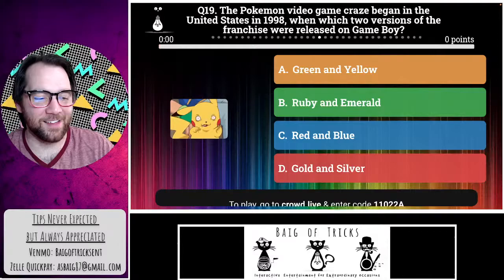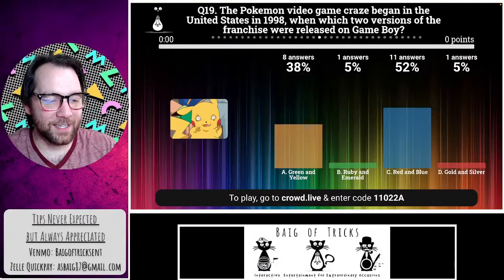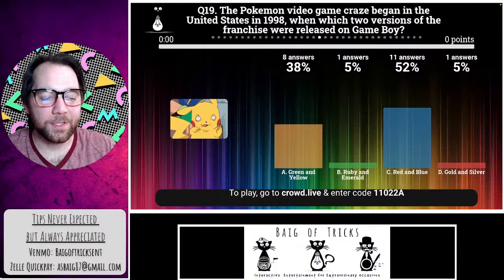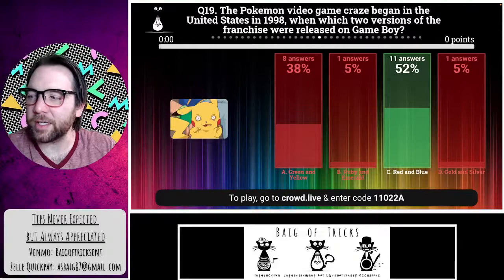All right, everybody's in. 8 people said green and yellow. 11 people said red and blue. 1 person said ruby and emerald. 1 person said gold and silver. All of these are actual names of colors that would be released. The correct answer here is red and blue. In Japan, it was originally red and green. We got red and blue here.